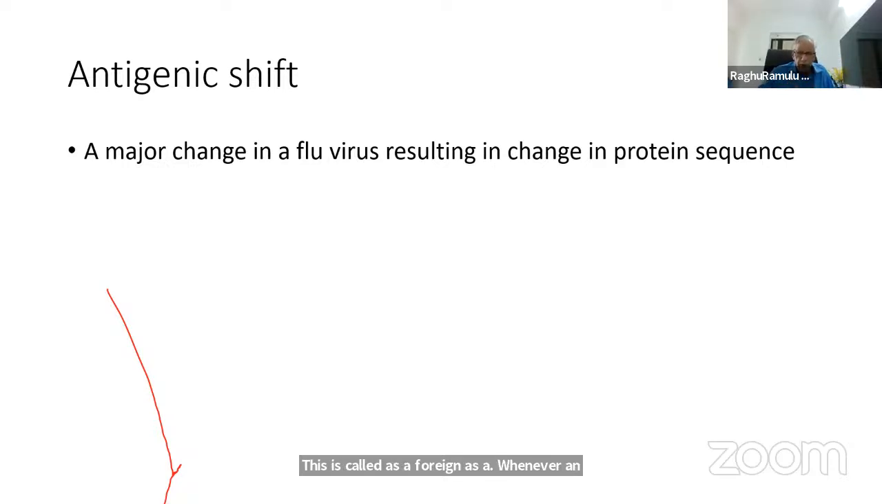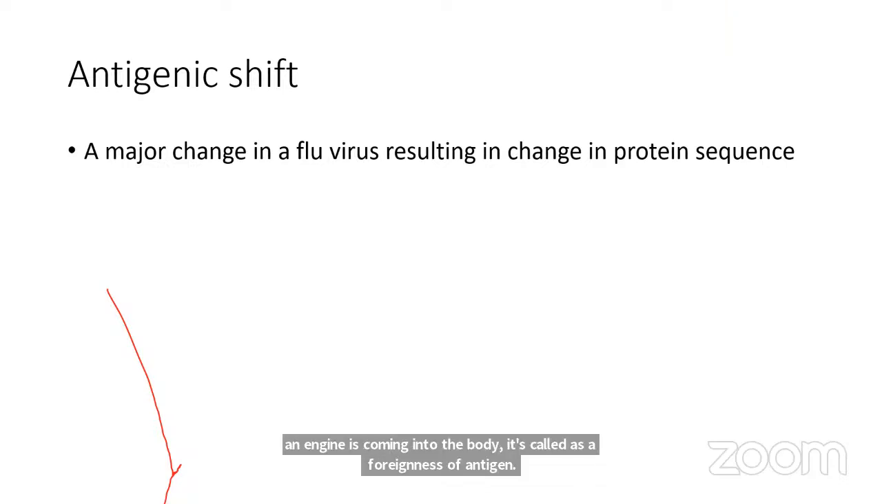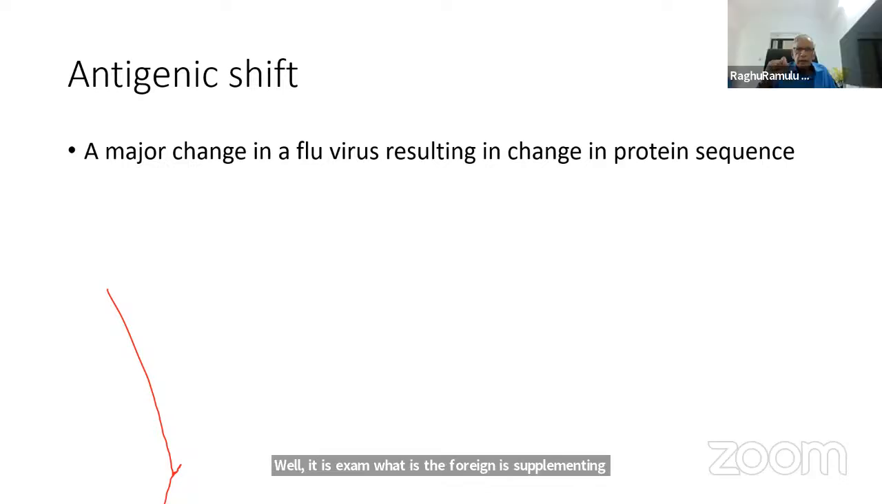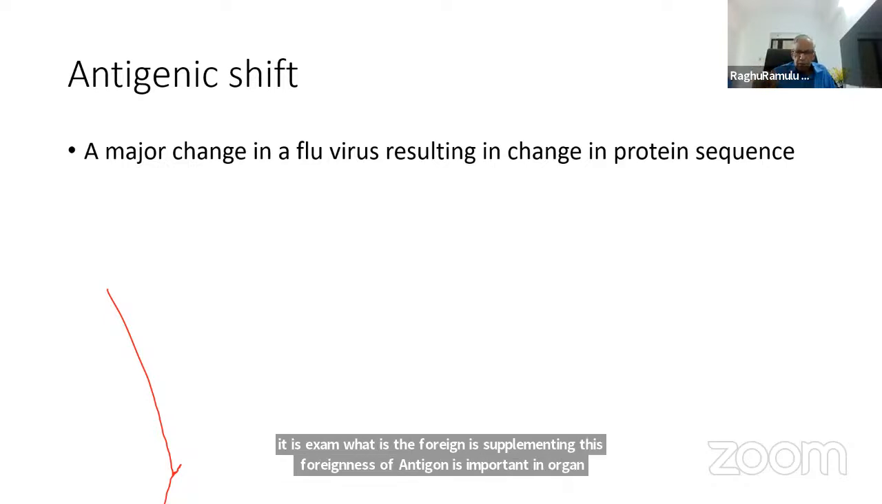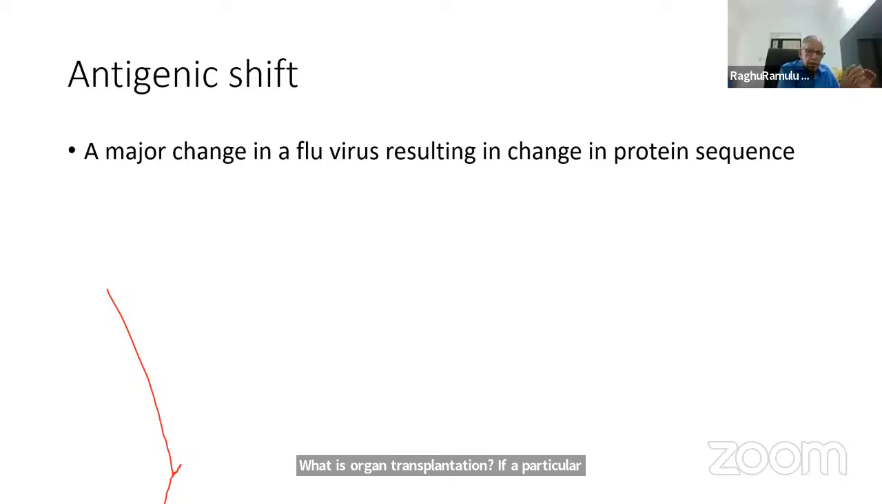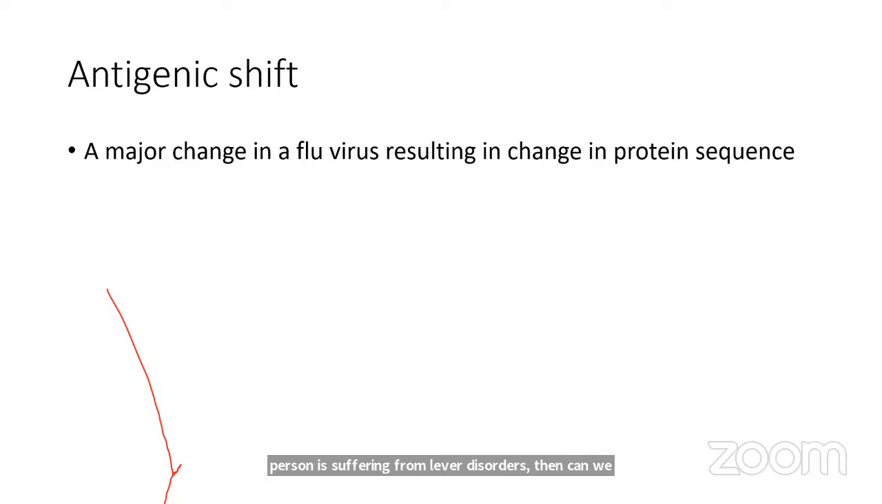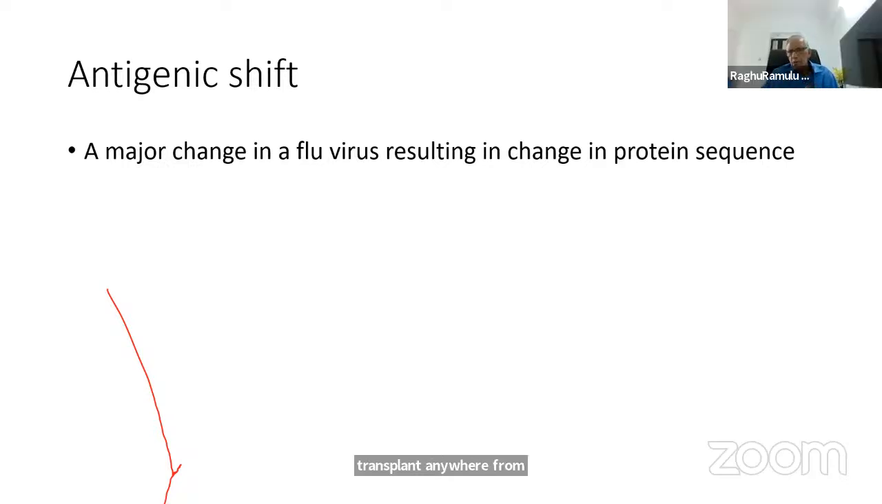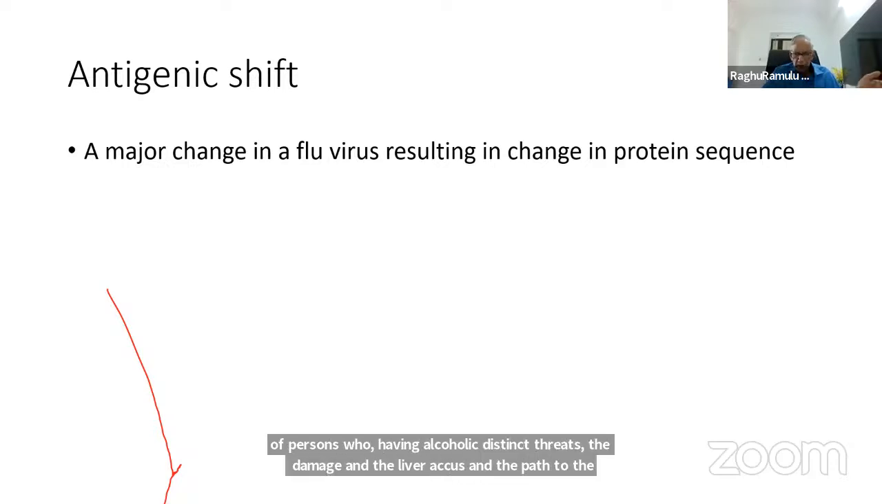Now let us examine what is the foreignness of antigen. This foreignness of an antigen is important in organ transplantation. What is organ transplantation? If a particular person is suffering from liver disorders, can we transplant a liver from a healthy individual? Because in case of the liver, a part of the liver can be donated by an individual and that can be sutured or transplanted into the body of the recipient. A person with alcoholic liver disease, for example, has damage of the liver, and a part of the liver or the whole liver gets damaged. In that case, liver transplantation occurs.